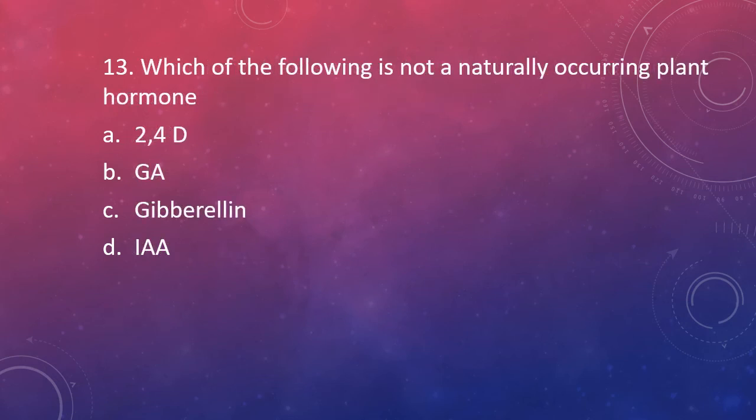Question number 13. Which one of the following is not a naturally occurring hormone in plants? 2,4-D, GA, gibberellin, IAA. Which of the following is not a naturally occurring plant hormone? Correct answer is option A, 2,4-D.